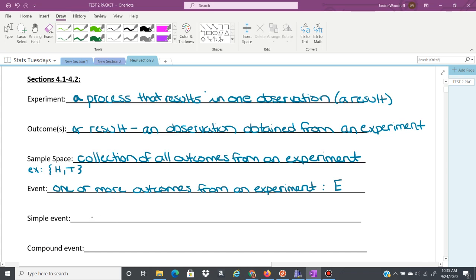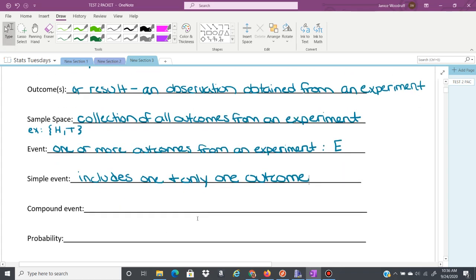A simple event includes one and only one outcome. So it's a single event. And then a compound event is going to have more than one outcome.